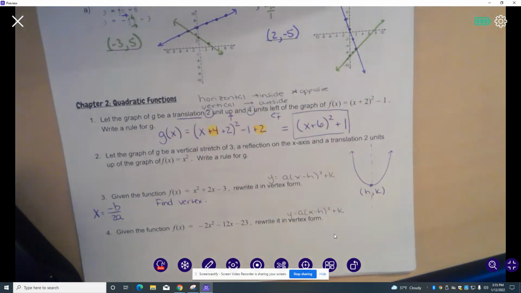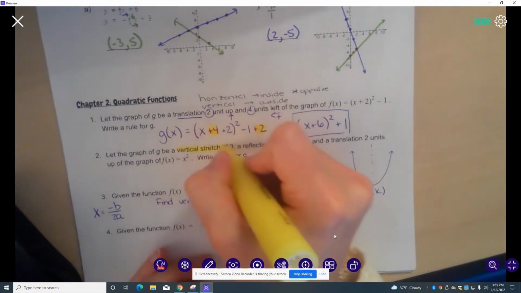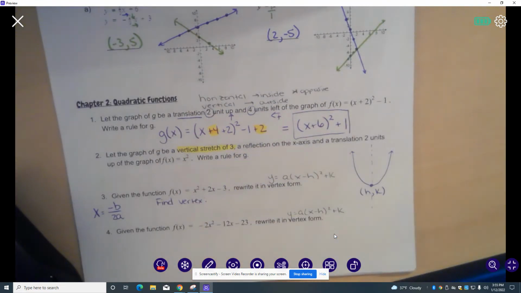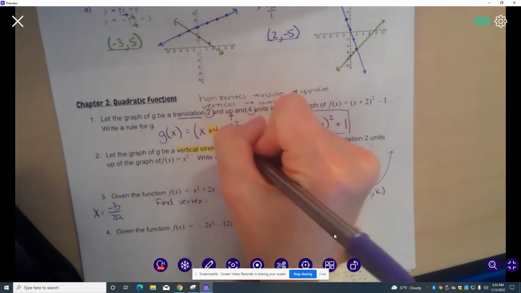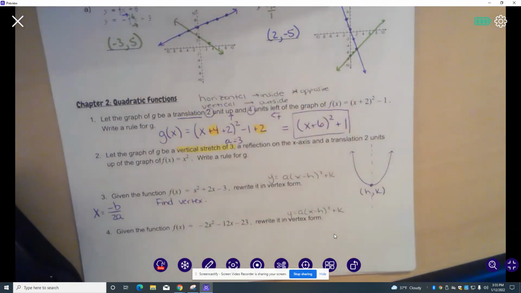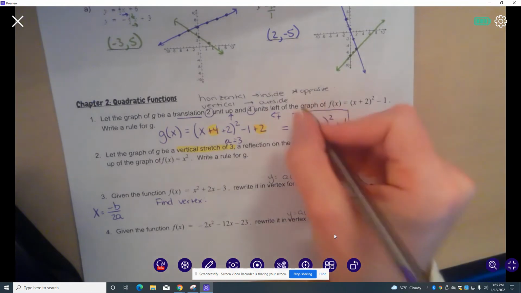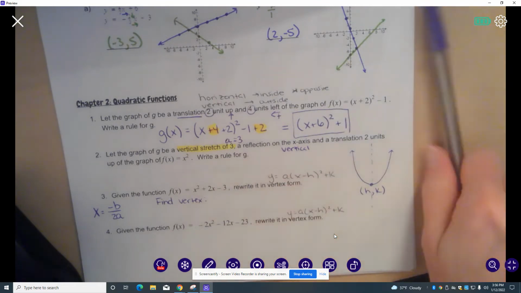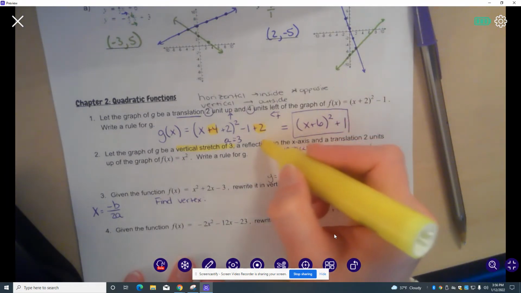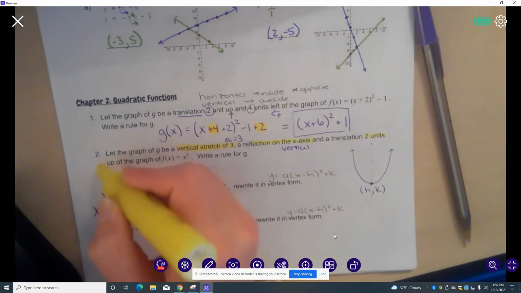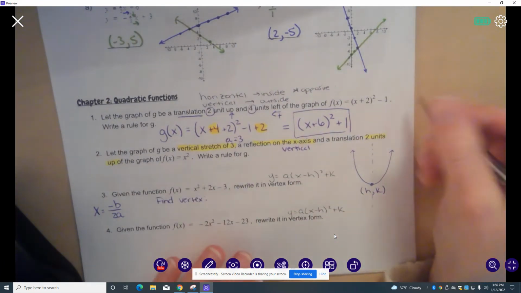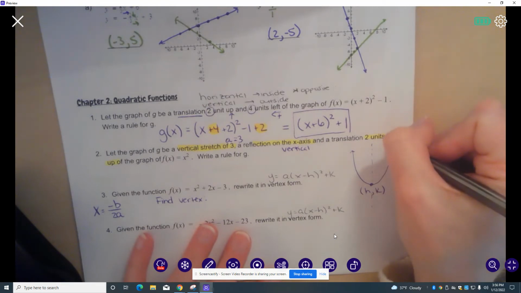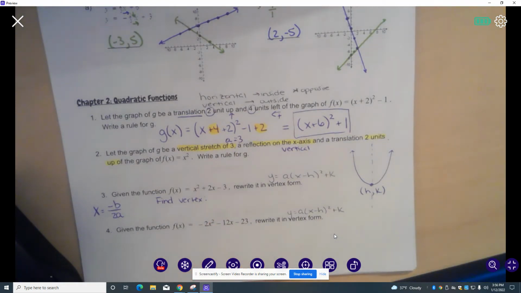In number 2, we're doing a vertical stretch of 3. Okay, so this is exactly what you would think. Your a value that you're going to multiply by is 3. And that's going to happen on the outside of your function. So in front of the parentheses, we're going to have a reflection on the x-axis. So that's a vertical reflection. So that's going to happen on the outside. And a translation 2 units up. So that's a vertical translation up. So you're going to be adding 2 on the outside. This is all going to be stuff that's happening outside the function.